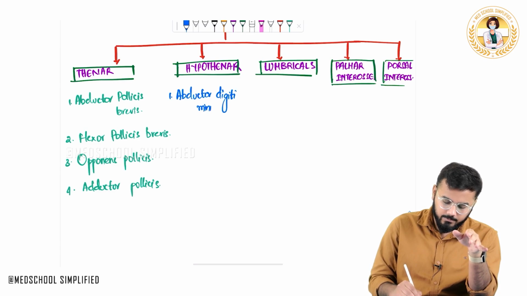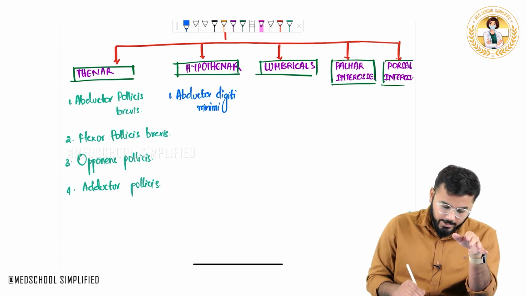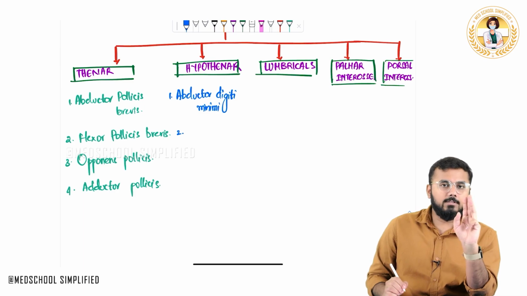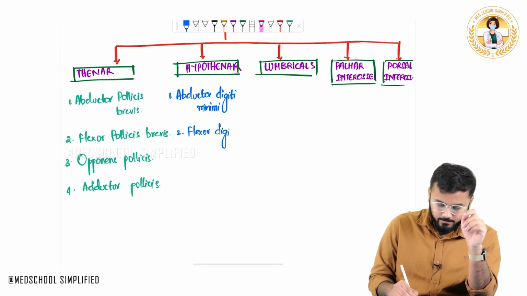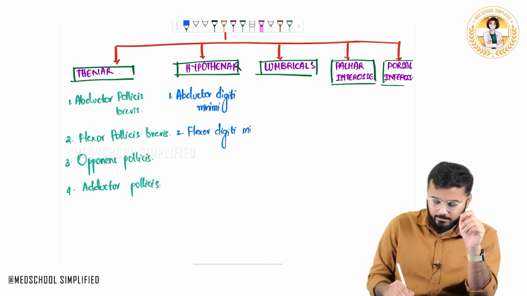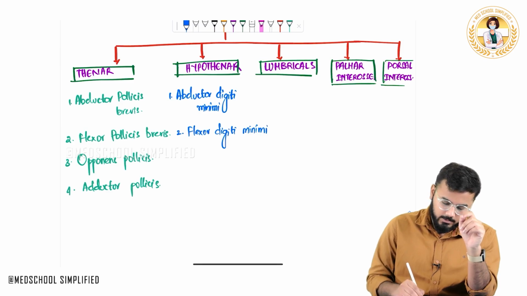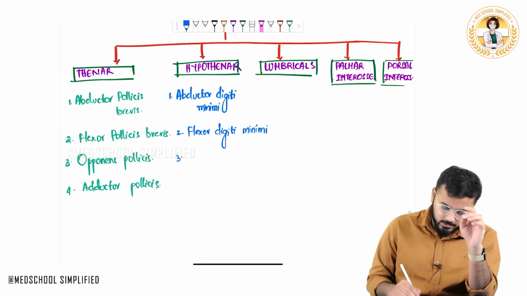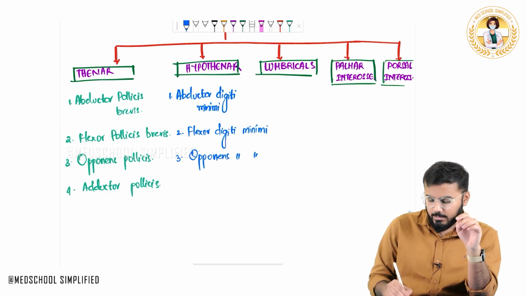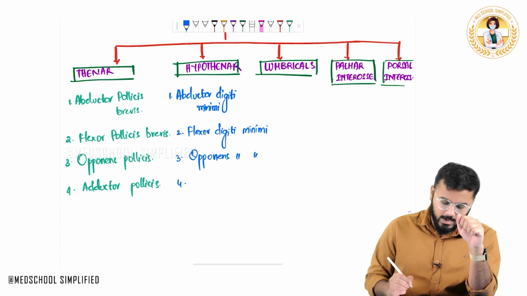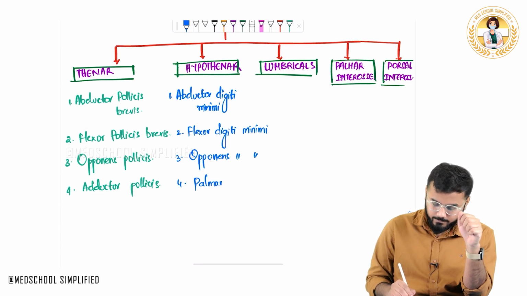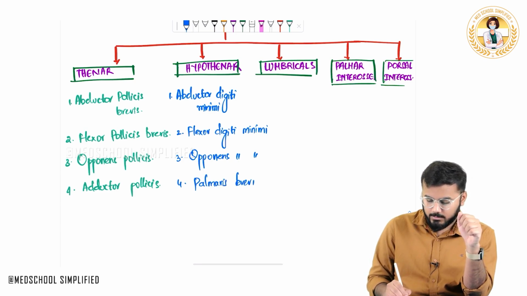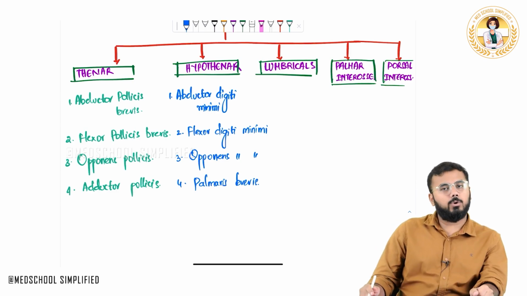Digiti minimi. Okay, right. Let us go on to the second. I can also flex. So this is flexor digiti minimi. Third important thing is that I can oppose. So this is called opponens digiti minimi. And finally we have the last muscle, that is called palmaris brevis. So these are the four muscles which are located in the hypothenar.